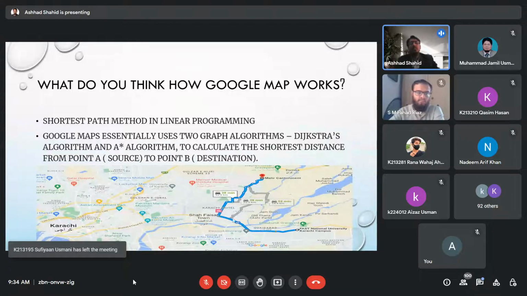But if you follow another way, for any reason, this will take 39 minutes. If you follow another way, it will take 52 minutes. So these different optimized ways are basically described by the A-star algorithm, while the shortest path is described by the Dijkstra algorithm.